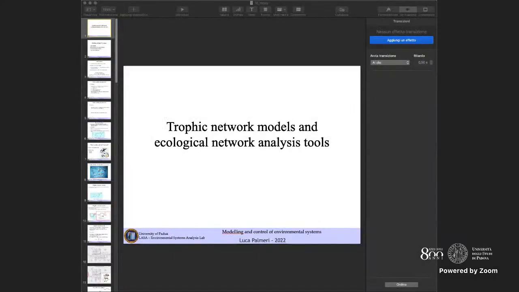We are looking at complex ecosystems from a very far away perspective, so on a very high level, holistic, if you want, thermodynamic, as we will see, approach.